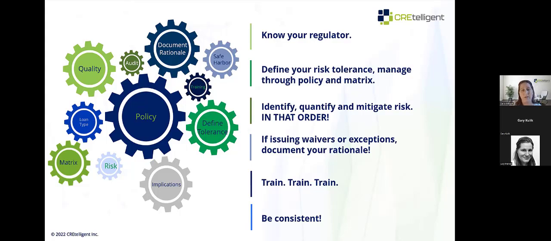If you're issuing waivers or exceptions, document that rationale and document the supporting information that helps you lead to that decision. Train your staff, your review staff, train your field staff, train your clients, train your vendors, train on your program. Make sure that your internal business partners, your business development officers understand what the requirements and expectations are for your program so that they can have a meaningful conversation with the client so that you can get the information that you need efficiently.